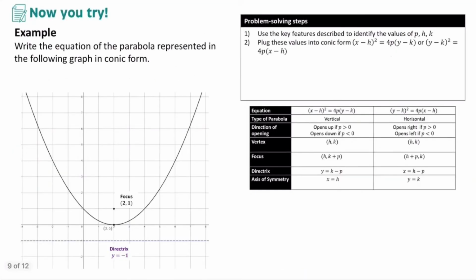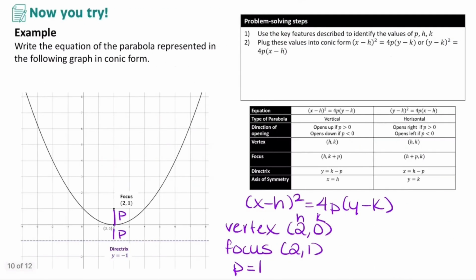Now you can go ahead and pause the video and try doing this example on your own. This is a vertical parabola, as we can see from the graph, so we're going to use (x minus h) squared equals 4p times (y minus k). The vertex we can see here is at (2, 0), so that's going to be the values of h and k. The focus is at (2, 1), and you can see that the focus is 1 unit away from the vertex. The directrix is also 1 unit away from the vertex, so we know that that's the value of p.